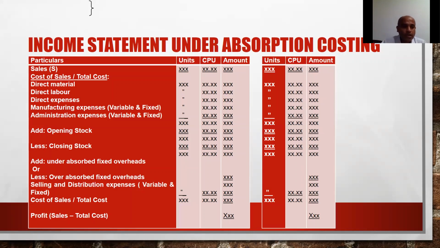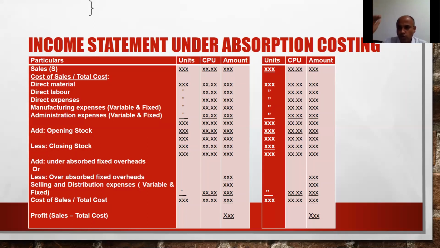So you can see direct, direct, direct. Remember, direct means variable. So whenever I say direct cost, it is variable cost. So it is all variable, variable, variable. Manufacturing overheads, whether it is variable or fixed. Administration overheads, whether it is variable or fixed.